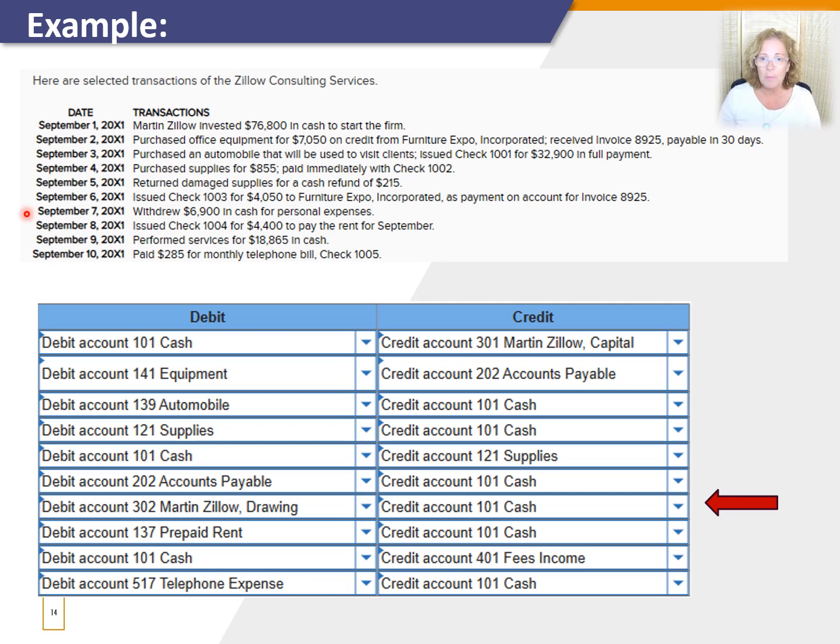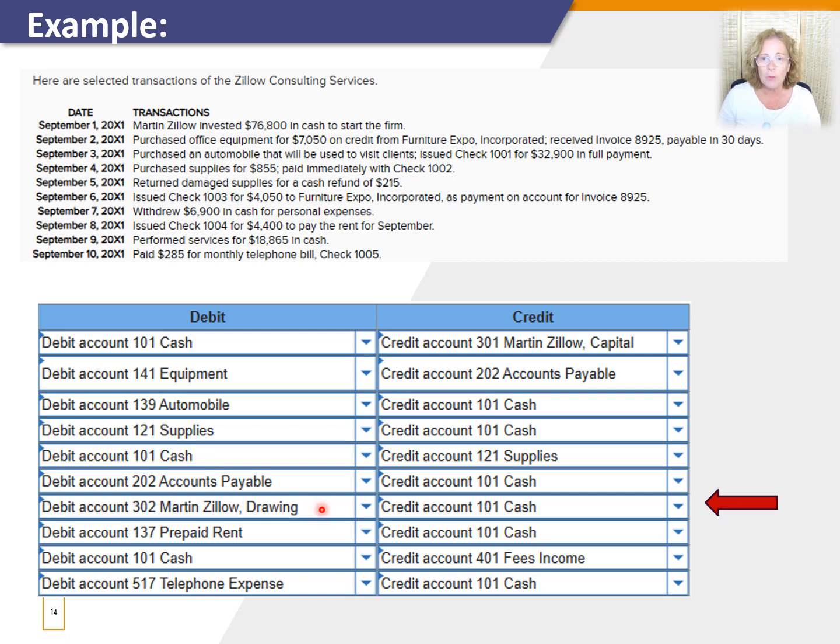On September 7th, Martin Zillow withdrew $6,900 in cash for personal expenses. The company now has less obligations to the owner of the business. We previously recorded the obligation as owner's equity, and now owner's equity decreased. Owner's equity increases with credits and decreases with debits. And personal withdrawals are tracked in a separate account from the initial capital that Martin contributed. We use the drawing account to track those withdrawals and will debit the account for $6,900.